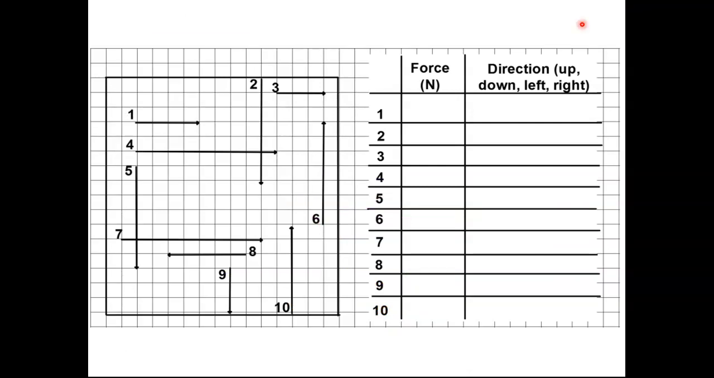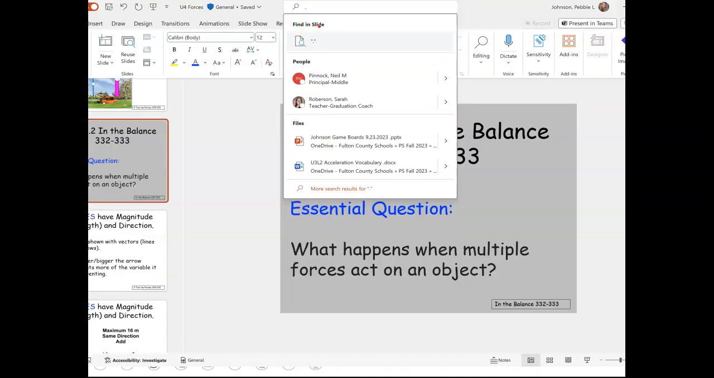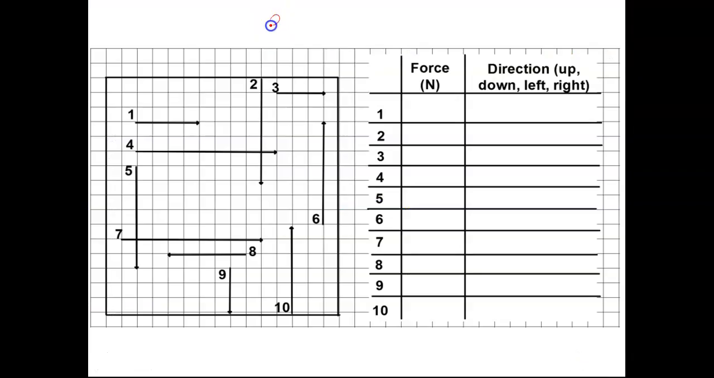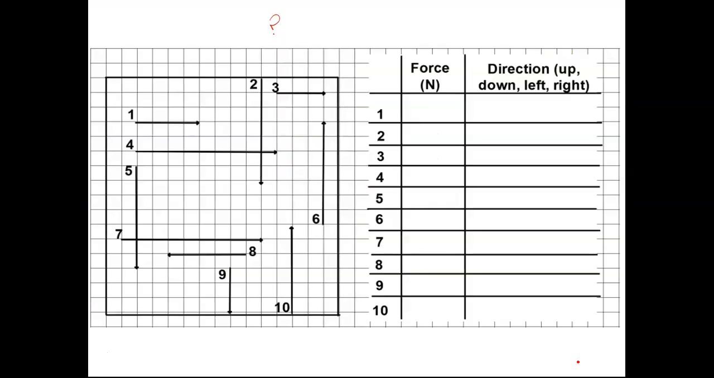Okay, so I put this in your notes page. So what you're going to do is, if each block equals a Newton, how much force is there, and what direction is it going in? So let's do one together. One starts here, so there's 1 Newton, 2 Newtons, 3 Newtons, 4 Newtons. So 4 Newtons, and the arrow is going to the right. So finish up the rest of them in your notes.